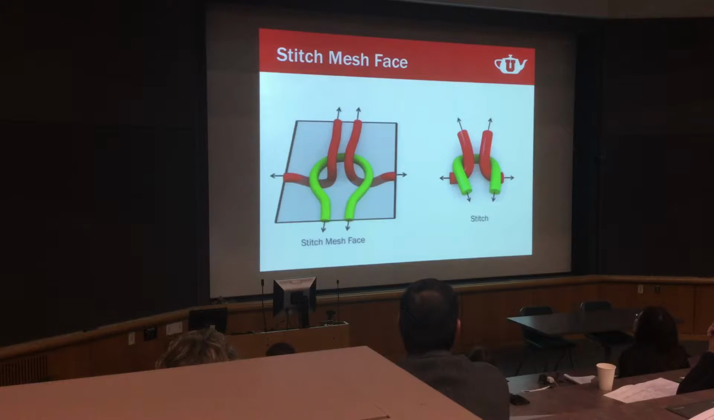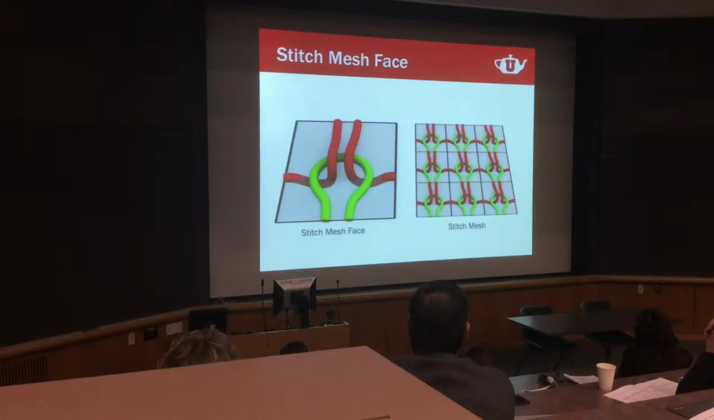So at this point, we don't really care about the geometry at all. We're going to recover it later on in the later processes. What we do really want to encode is the topology, that is, the knitting instructions. And by tiling the stitch mesh face, we can form a stitch mesh that encodes a piece of knitted structure.